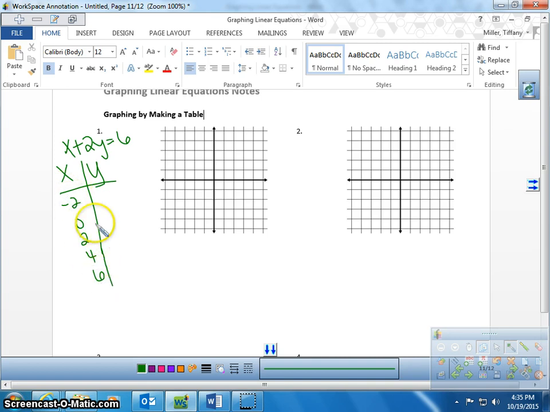These values do not matter. You could plug in 1, 2, 3, 4, 5, 10, 20, 100, 1,000. It doesn't matter which values you're choosing. I randomly chose -2, 0, 2, 4, and 6.